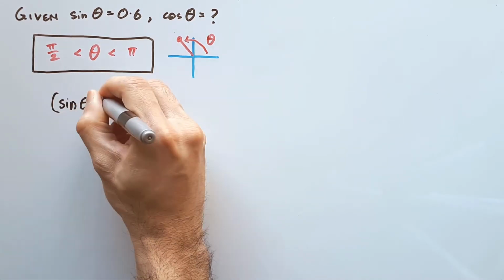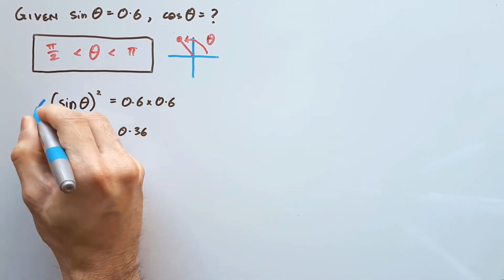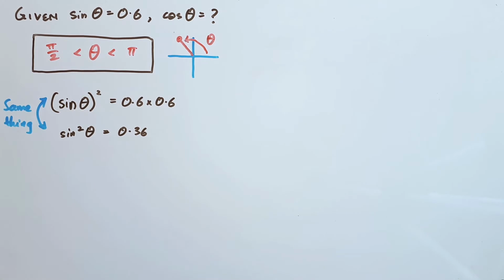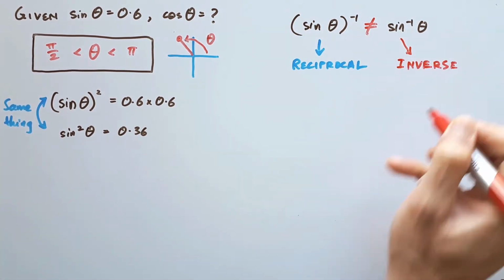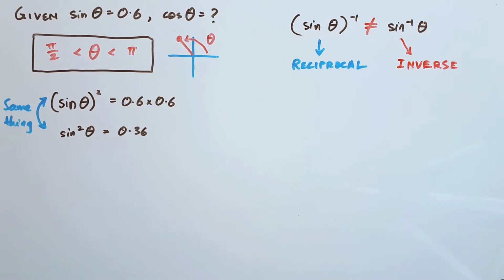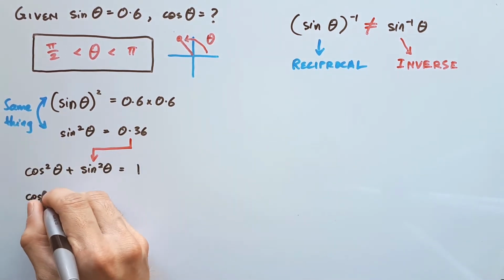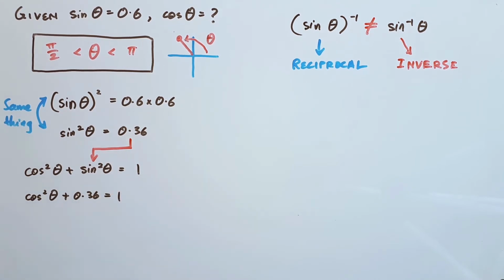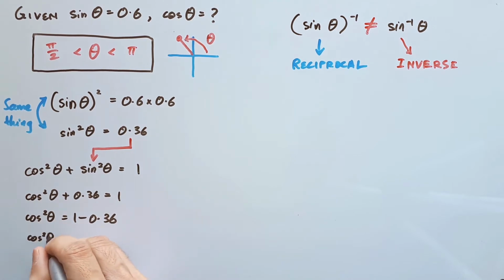So let's start off by squaring sine theta. You can write the power of 2 inside or outside the sine, as they mean the same thing. The only exception to this rule is the power of -1, where one of them is the reciprocal and the other is the inverse. So we find sine squared theta to be 0.36. Plug that into the Pythagorean identity and it looks like this. Now, rearrange your equation so that cos squared theta becomes the subject, sitting on the left-hand side by itself.